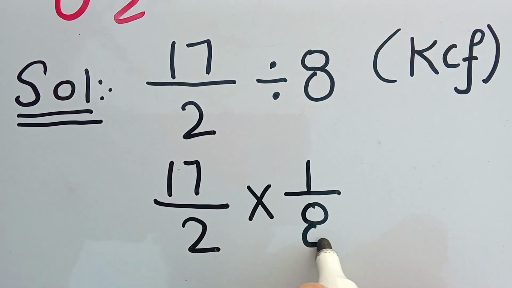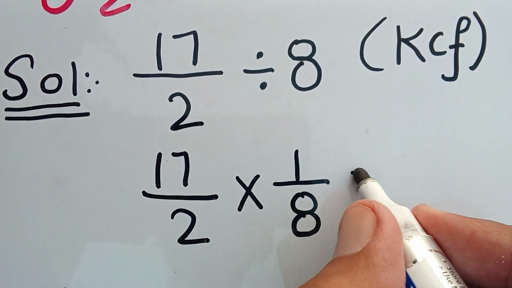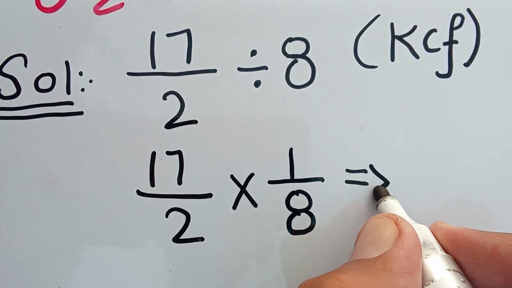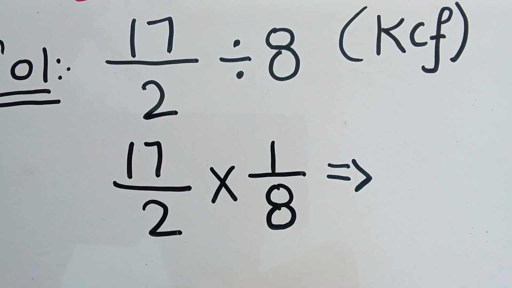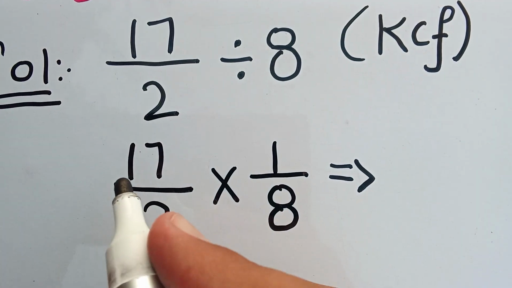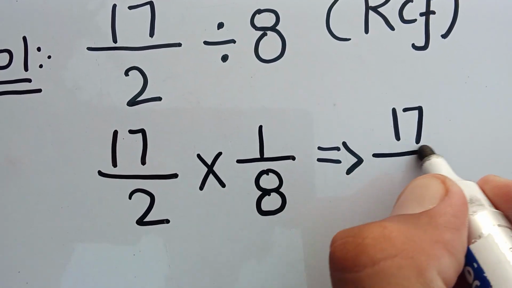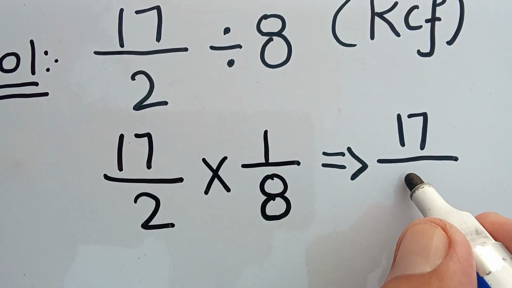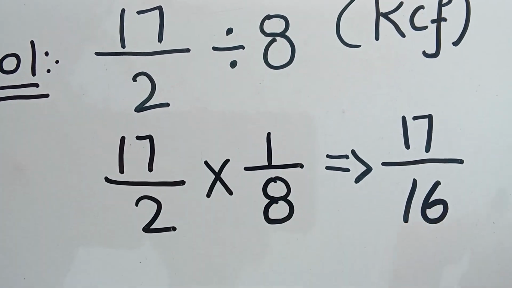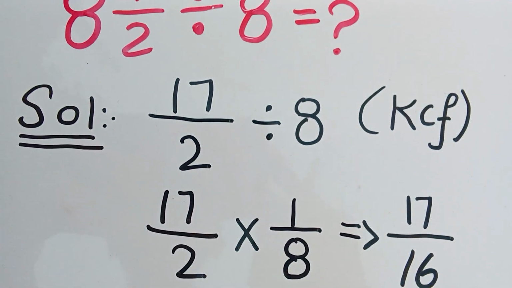Okay guys. Now here numerator is multiplied by numerator and denominator is multiplied by denominator. So 17 times 1 is equal to 17, divided by 2 times 8, which is equal to 16. Guys, this is the final answer of this expression.